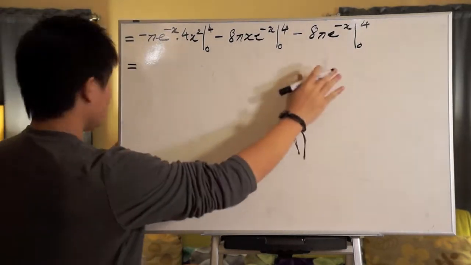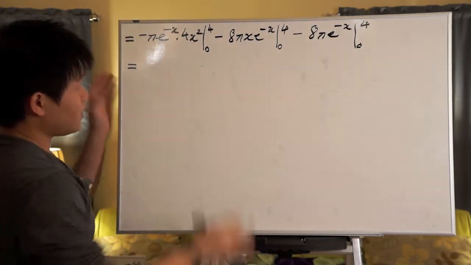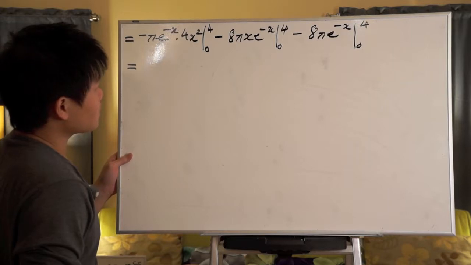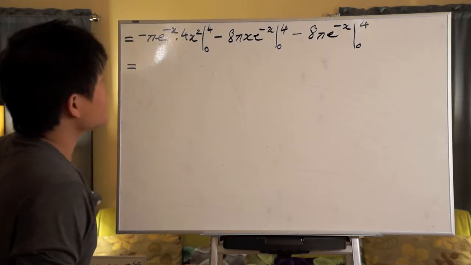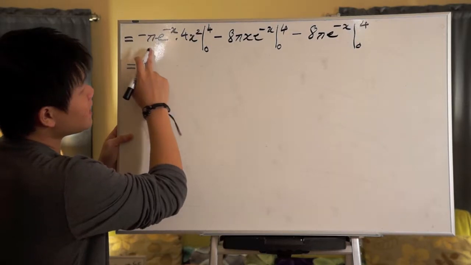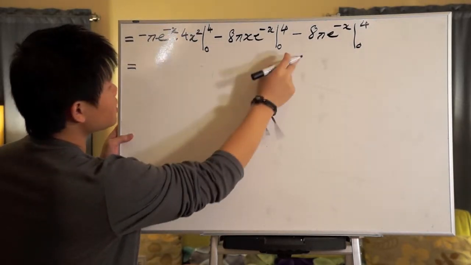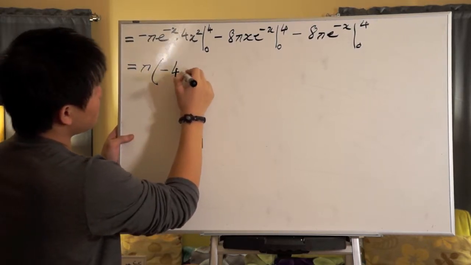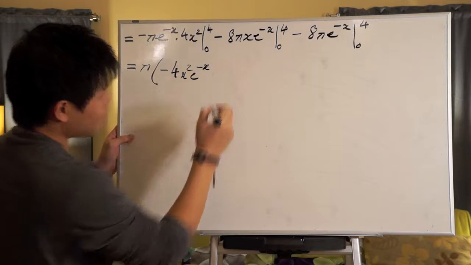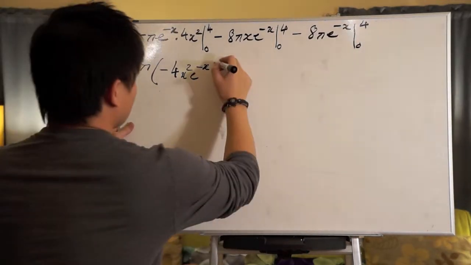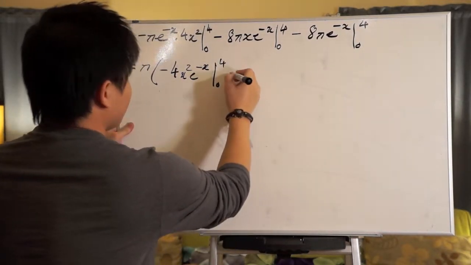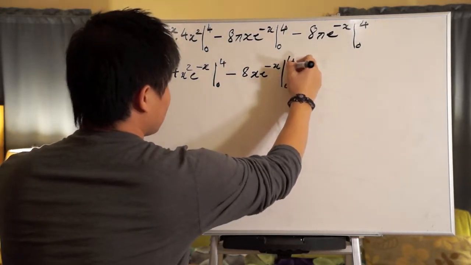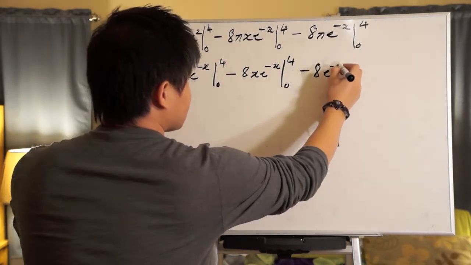Okay, so now we rewrite it again. So here we have this result, so go ahead and plug in. We see here this pi for every term, so let's put pi out. So here we have minus 4x squared e to the minus x, from 0 to 4, minus 8x e to the minus x, from 0 to 4, minus 8 e to the minus x, from 0 to 4.